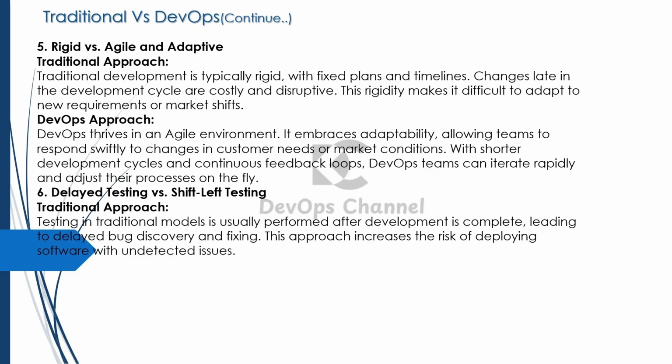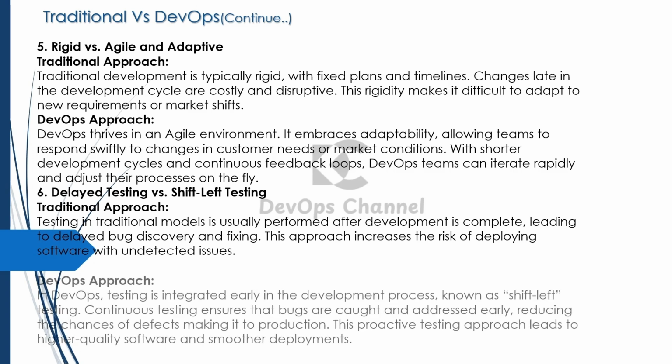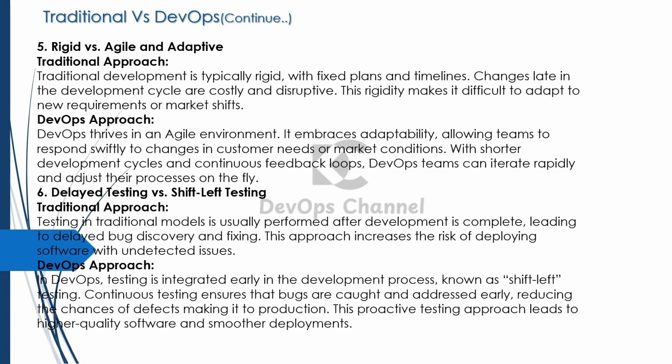The next one is delayed testing. Once all the phases are complete in the waterfall model, then it is processed through testing. While in DevOps, testing is integrated early in the development process, known as shift left testing. You must be aware of this term, shift left testing. Continuous testing is the term. Whatever the phases, you will add a term called continuous. This ensures that bugs are caught and addressed early, reducing the chances of a defect making it to production. Right?